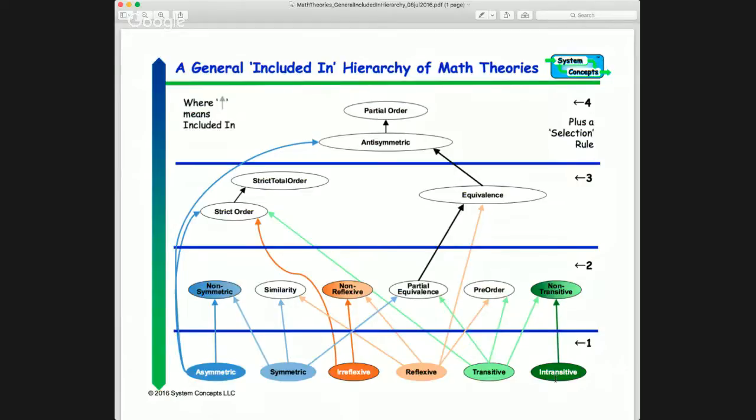These have no other logical properties that basically come into them or are necessary. These are the basic primitive blocks.